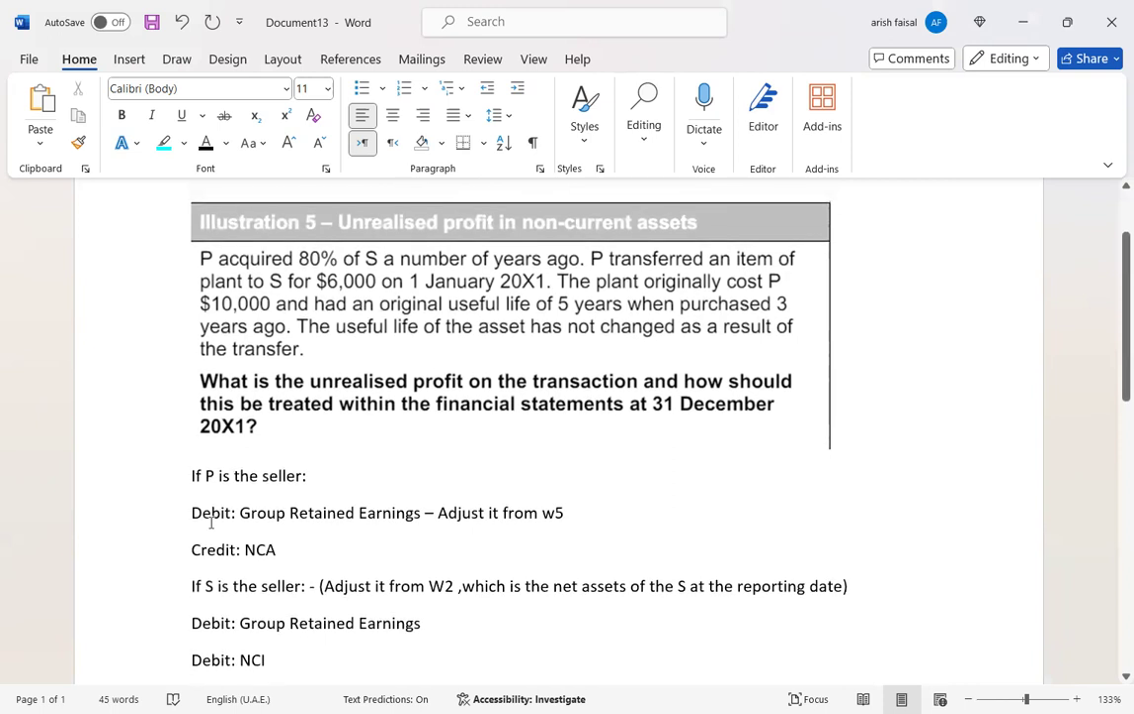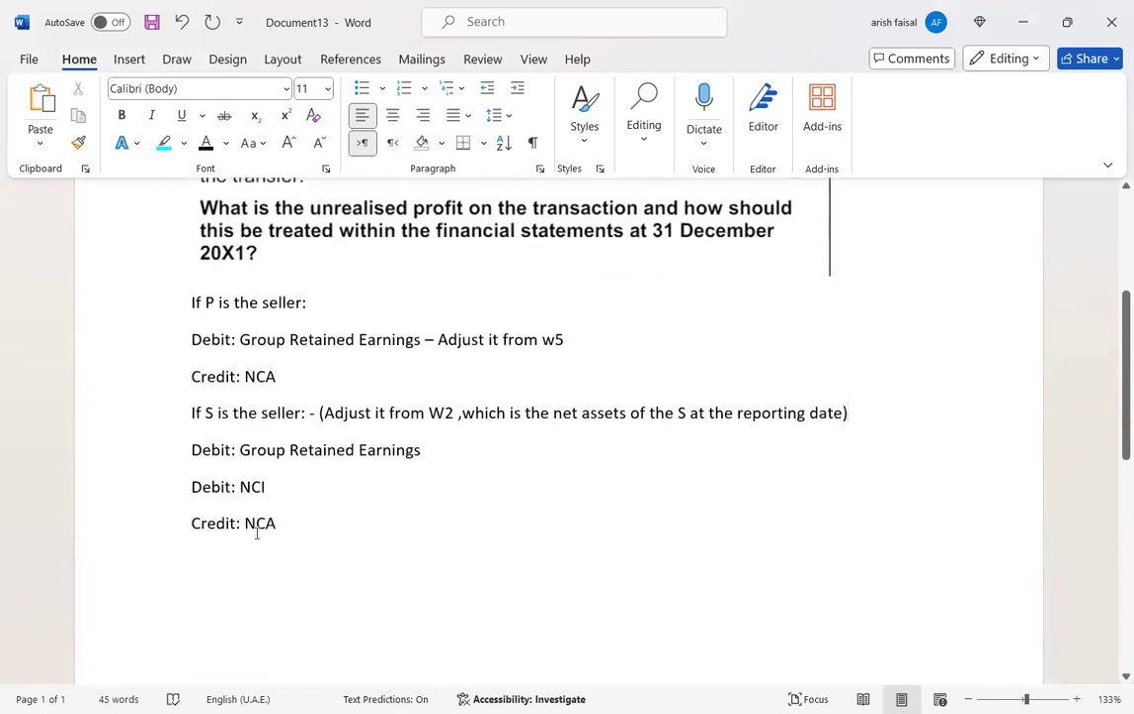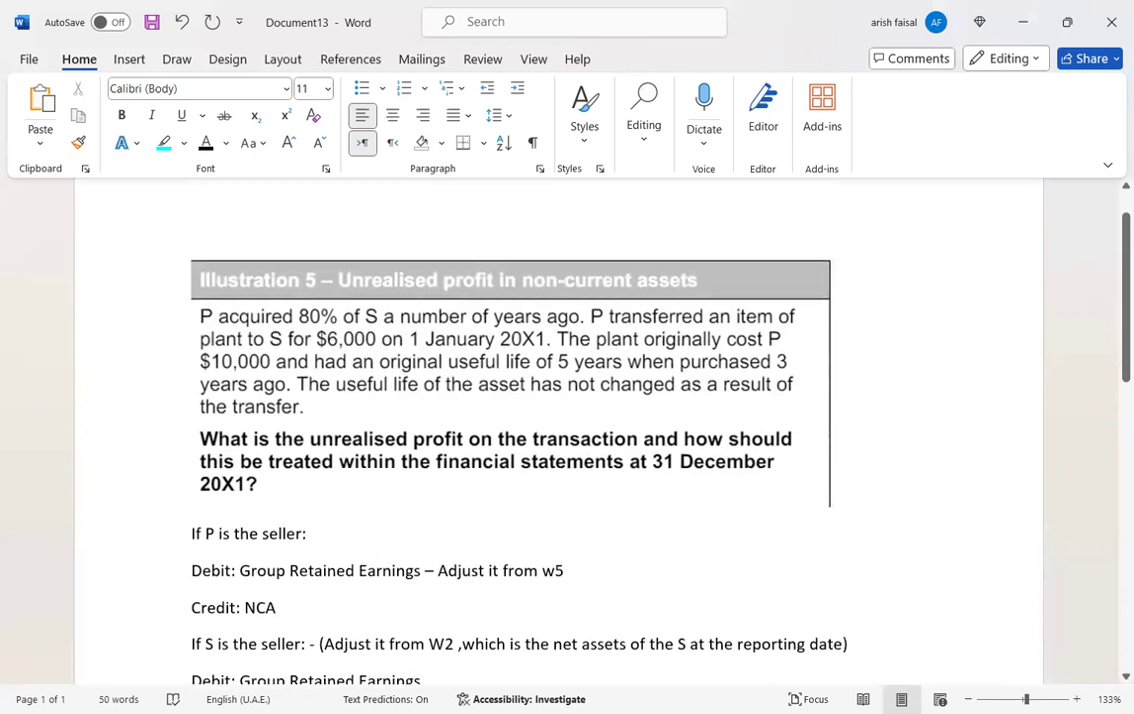For this, I have a question for you. It's illustration number 5 from the Kaplan study text. It says P acquired 80% of subsidiary S a number of years ago. P transferred an item of plant to S for 6,000 on 1st of January. Okay, so right now we are at the date of disposal. So it has been sold for 6,000.